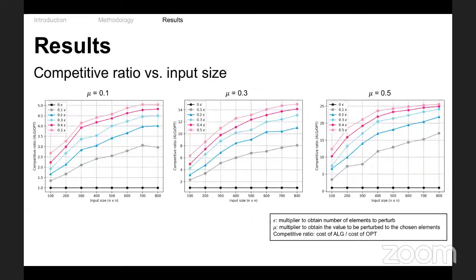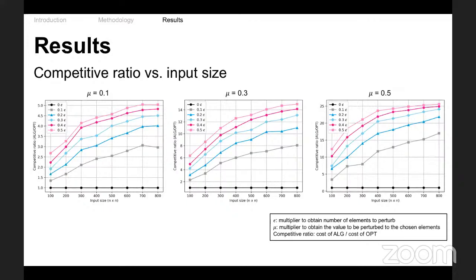We used the same values here, so the same values of mu, where it is just a different perspective, but the same result, in which as the size of the matrix increases, the competitive ratio also increases. So it is really apparent here that all of our variables, the size, mu, and epsilon, affect the competitive ratio of the problem.